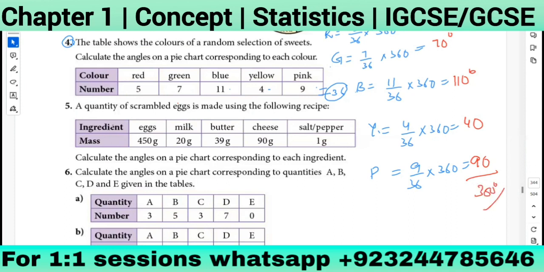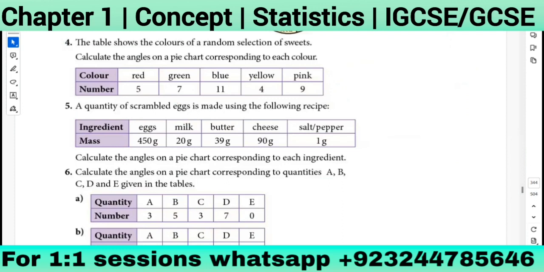Okay. Now a quantity of scrambled eggs is made using the following recipe. Calculate the angles on a pie chart. Okay, now how are you going to do this one? Now come to the fifth one and tell me what will be the sum, first of all. Can you tell me the sum? 600. Okay, now move and start the work.